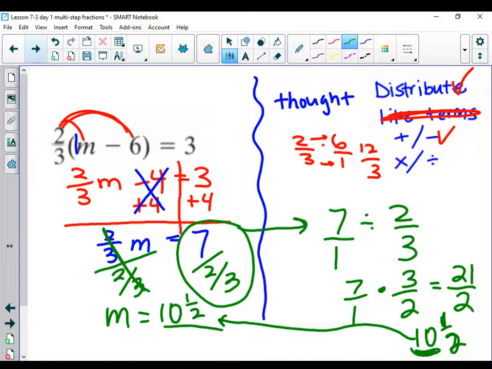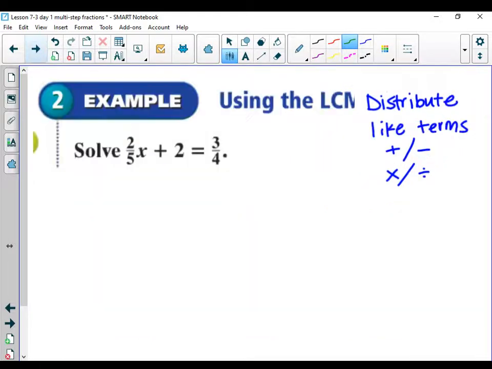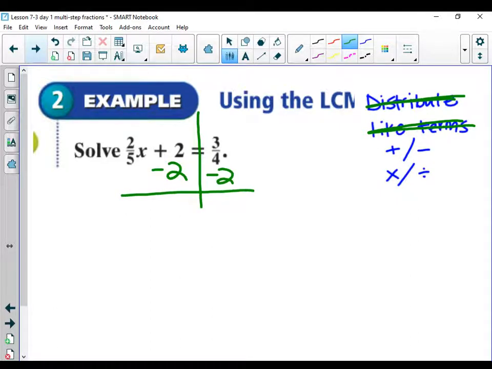Slowly getting better. 2 down, 2 to go. Distributing? No. Not this time. Like terms? No. Not this time. Add or subtract? Subtract. 2. Are we ready? Allison, do we have to make it 2 over 1? Eventually. I usually do that part in my fact box on the side.